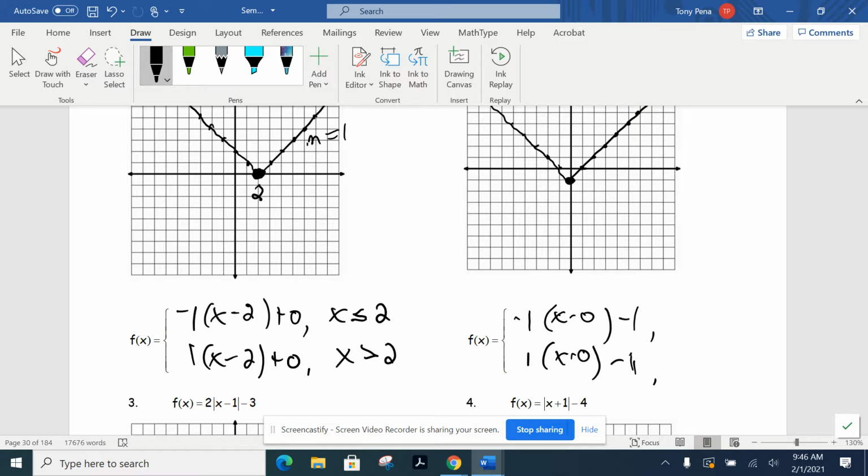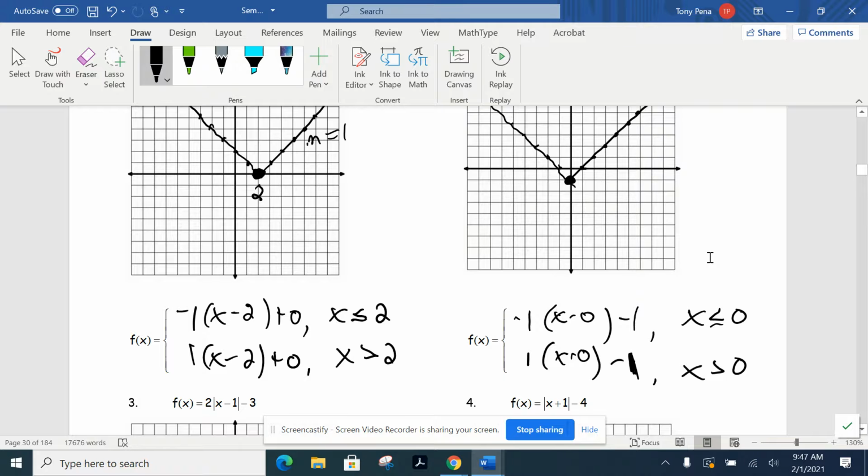All right, and then from there, we go ahead and write our domains. So here's this point. Anywhere to the left of here was less than or equal to 0, and then anywhere to the right of that would have been greater than 0.